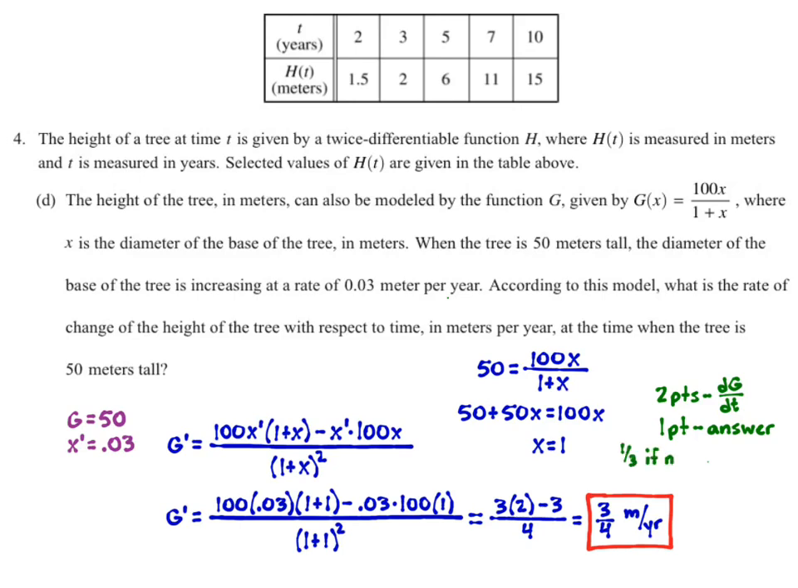All right, so that wraps up. Oh, one note to talk about here. If you did not do the chain rule, if you just took the derivative with respect to x, so you said 100 times 1 plus x minus 1 times 100x all over 1 plus x squared, and you didn't do the derivative with respect to time, then you would get 1 out of 3. You wouldn't get your answer point, you wouldn't get your second derivative point, you would get 1 out of 3 here.